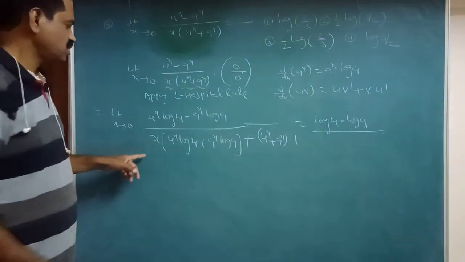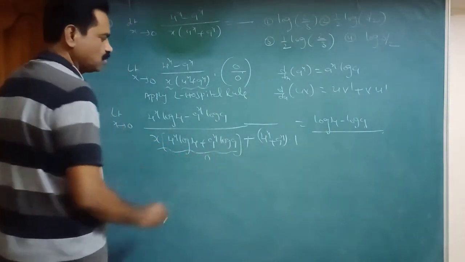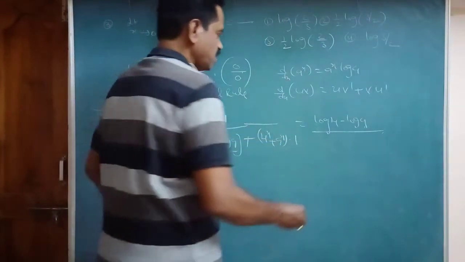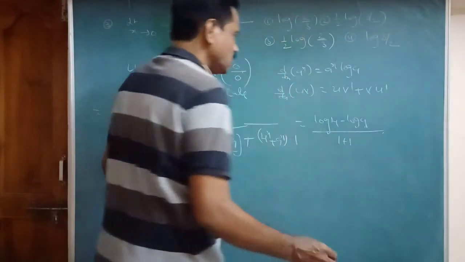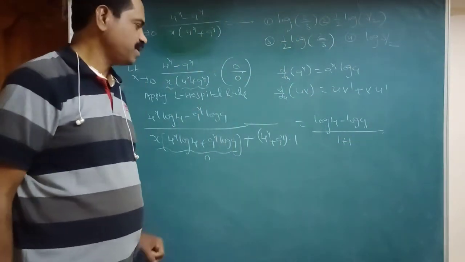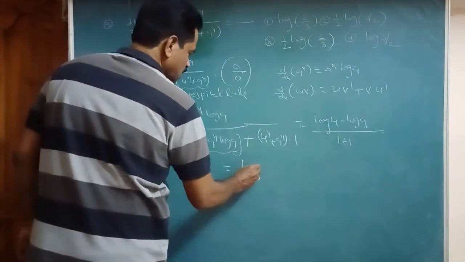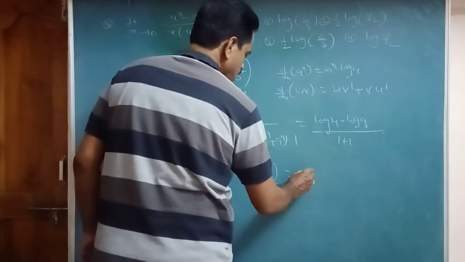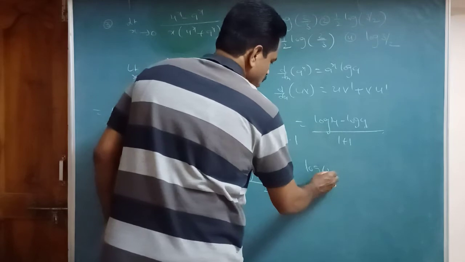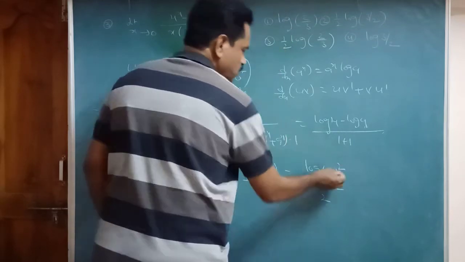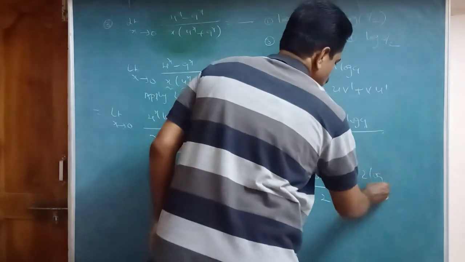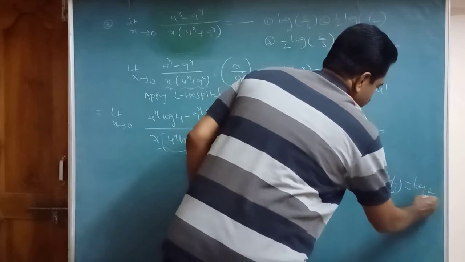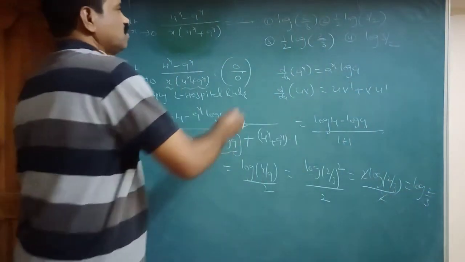So here this value is how much? 0 and something, this value is 0. So remaining here 4 power x plus 9 power x. Here something power 0 is 1, something power 0 is 1, 1 plus 1, it is how much here? Log 4 minus log 9, log a minus log b is log a by b, that is log of 4 by 9 divided by 2. 4 by 9 we can write as log (2 by 3) whole square, divided by 2. That we can write as 2 into log 2 by 3 by 2. So it is how much here? Log 2 by 3. So first option.